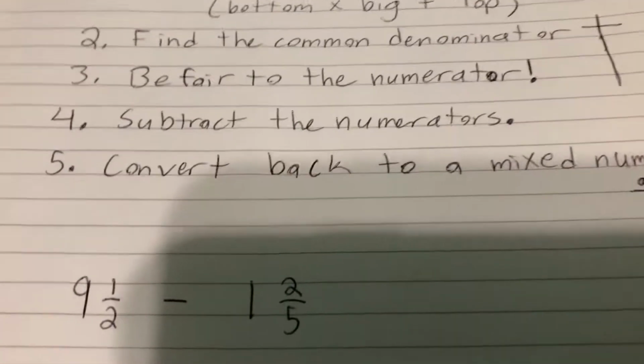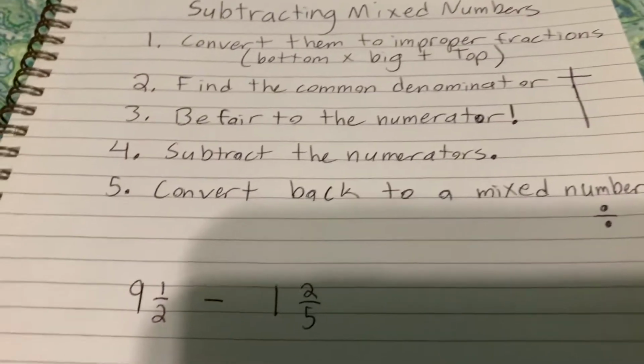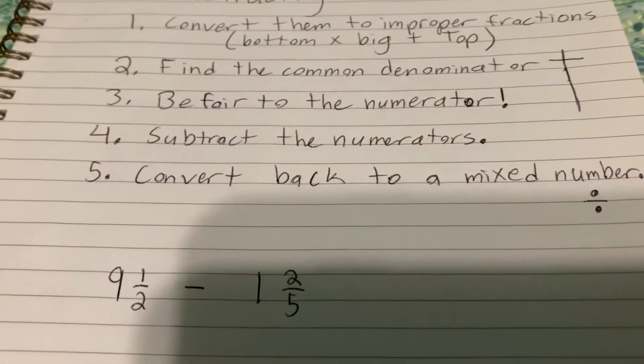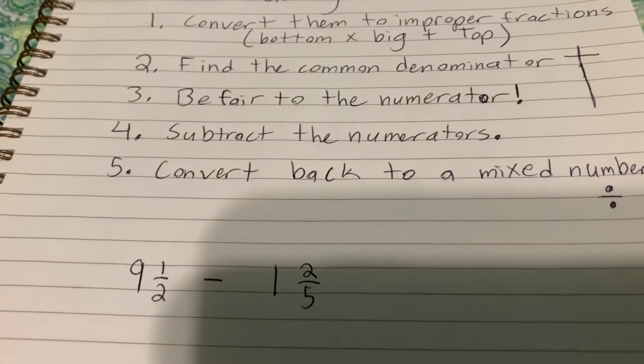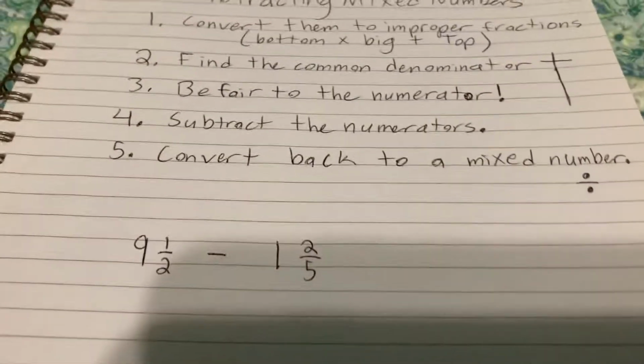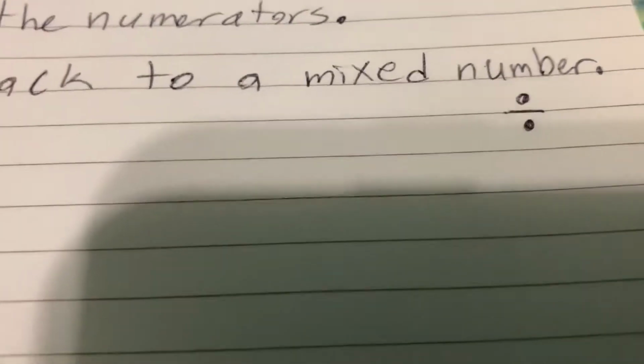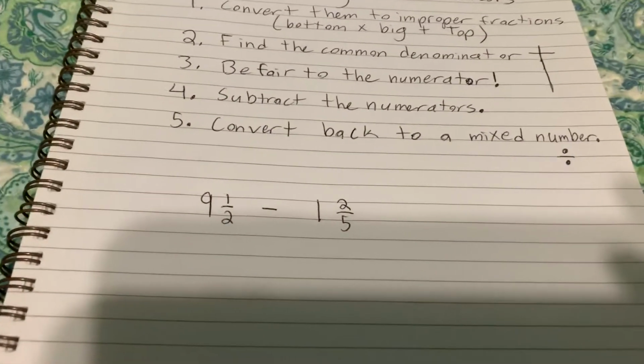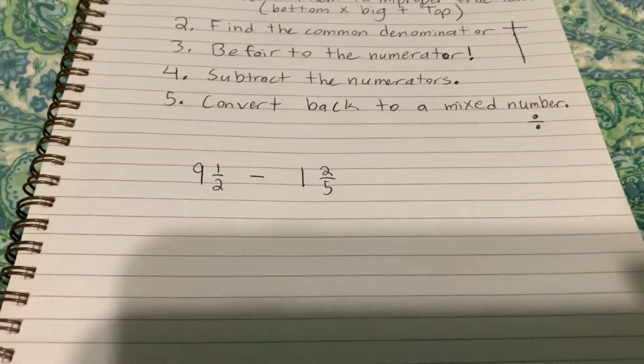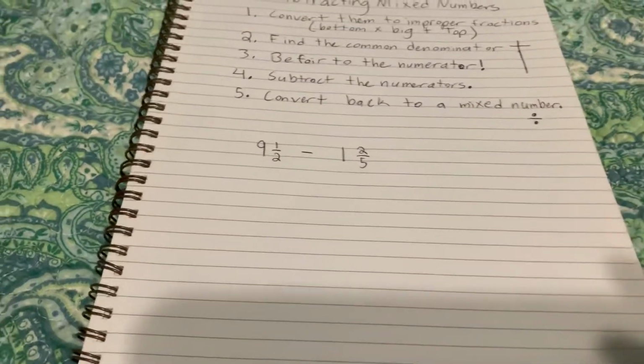Number 4, we're going to subtract the numerators. That's where the subtraction part comes in. And we're also going to leave the denominators the same at that point. They're going to stay the same number. And then number 5, we're going to convert back to a mixed number. And I put a little obelus there, the division symbol, because to convert to a mixed number, we're going to divide. Remember, all fractions are division problems.